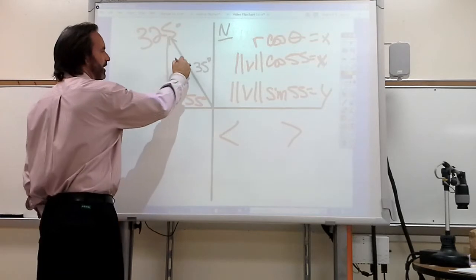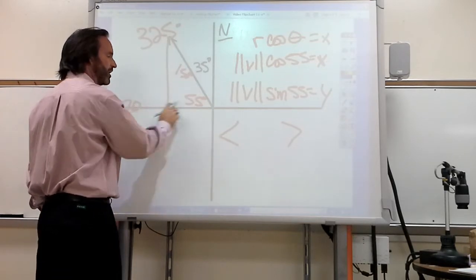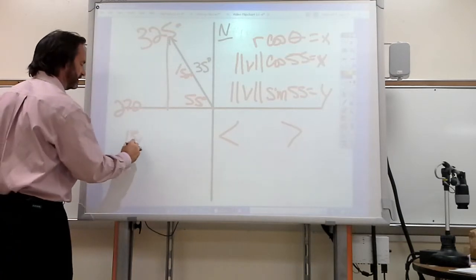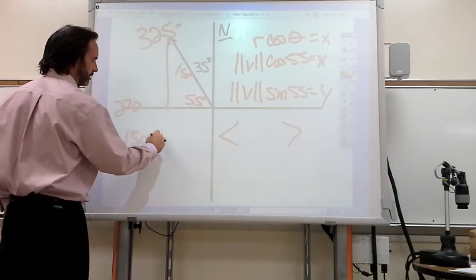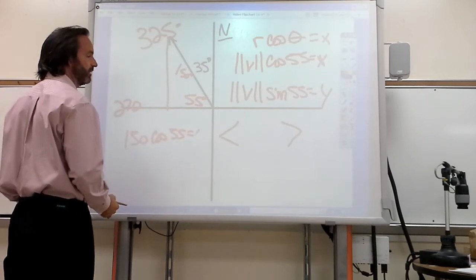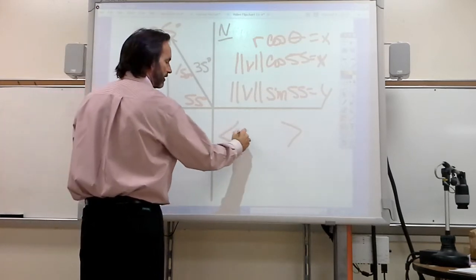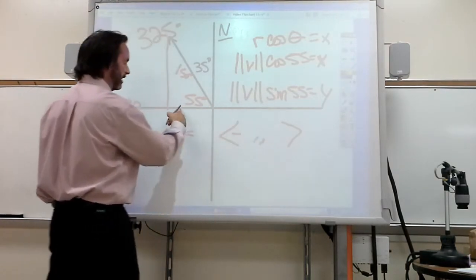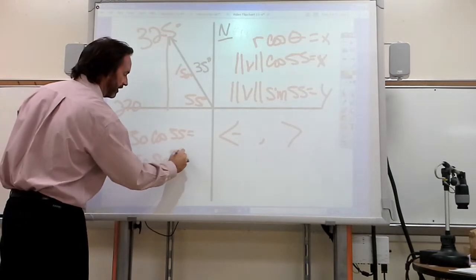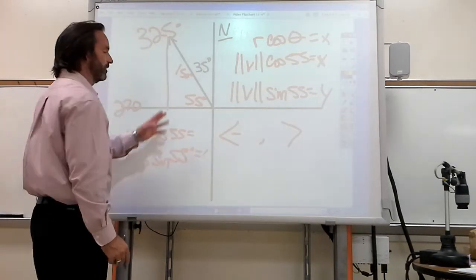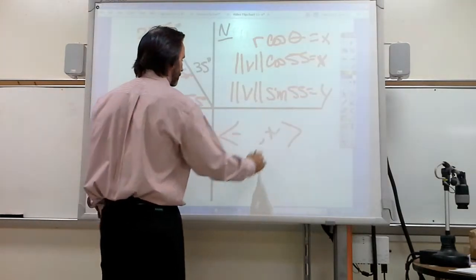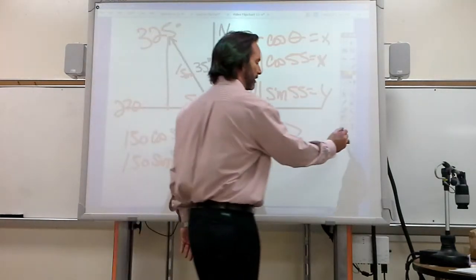If you're flying for 150 miles, what was your westerly component? What's your northerly component? 150 cosine of 55 equals my westerly component. It would be a negative in component form, right? It's to the left. 150 sine of 55 degrees equals my northerly component, or y, and that would be a positive, okay?